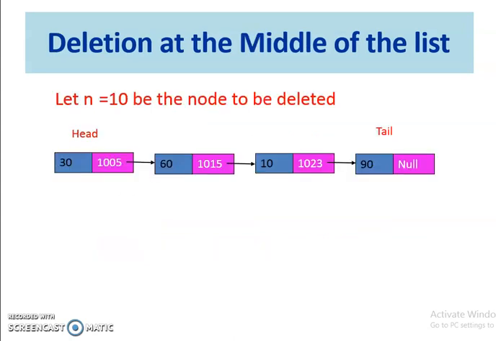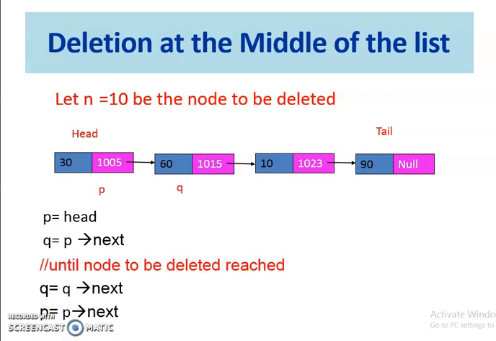Next, let us see how the deletion is done at the middle of the list. Consider n is equal to 10 be the node to be deleted. Consider a node pointer P pointing to the head. And we make use of one more pointer Q which is pointing to the next field of P. These P and Q pointers will be traversing through the list until it reaches the node which is to be deleted.